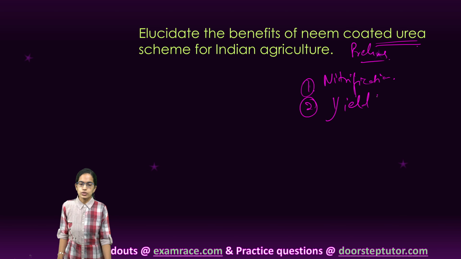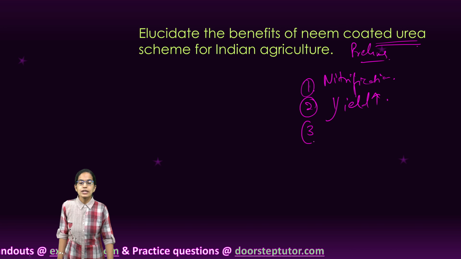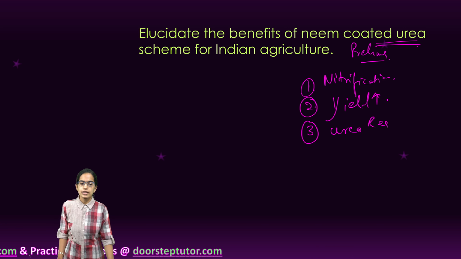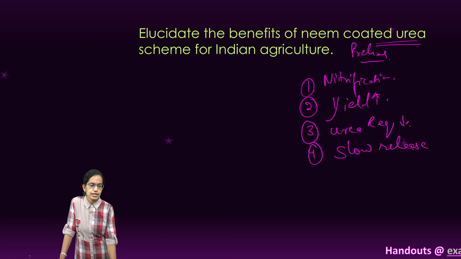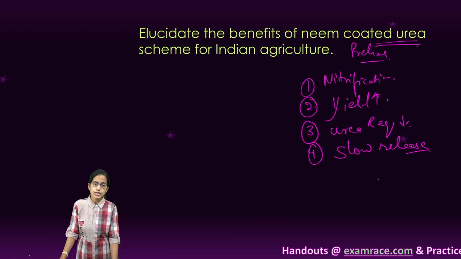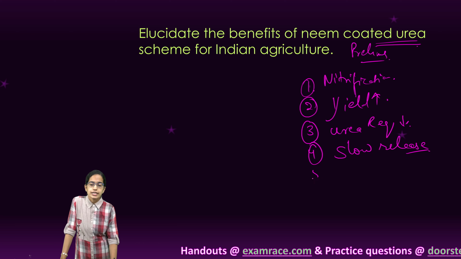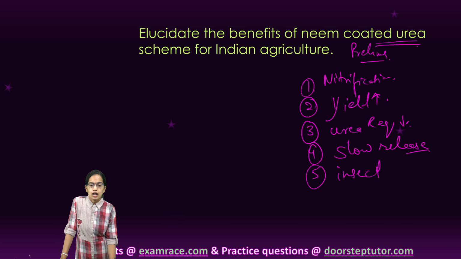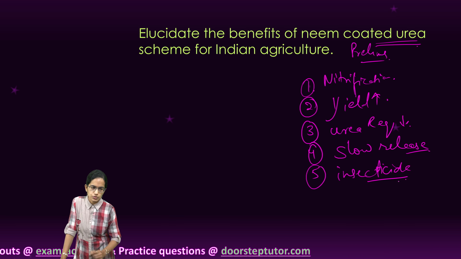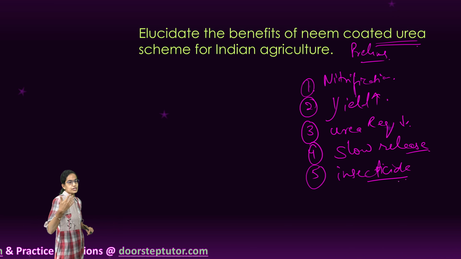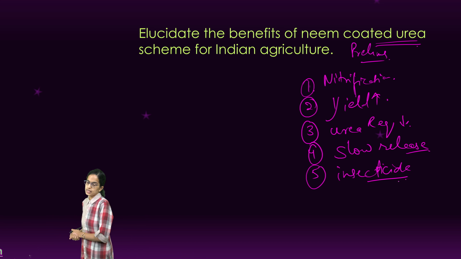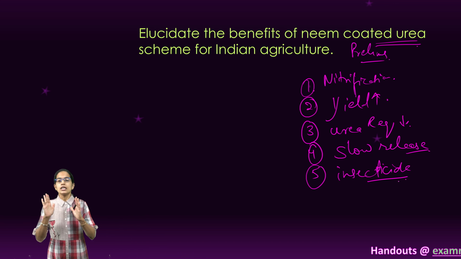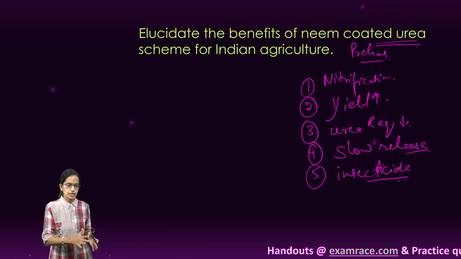So yield actually increases. Requirement for urea decreases. It also leads to slow release, so slow release of urea ultimately brings in more nutrients and is beneficial for the soil. It is a natural insecticide. So those are some of the major points that you need to address. And also with neem coated urea, subsidized urea would not be diverted towards chemical industries, and that is one of the major benefits. Those are some of the basic points that we have discussed.